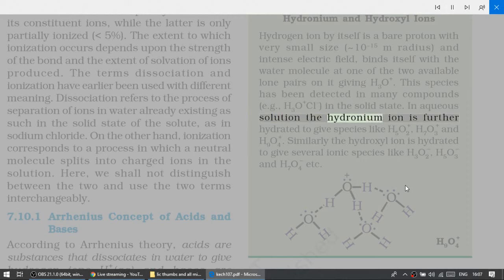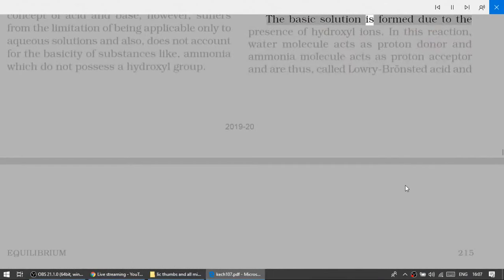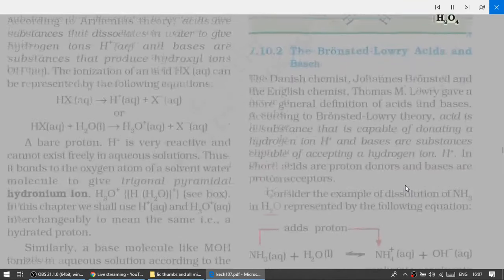In aqueous solution, the hydronium ion is further hydrated to give species like H5O2+, H7O3+, and H9O4+. Similarly, the hydroxyl ion is hydrated to give several ionic species like H3O2-, H5O3-, and H7O4-, etc. The basic solution is formed due to the presence of hydroxyl ions. In this reaction, water molecule acts as proton donor and ammonia molecule acts as proton acceptor and are thus called Lowry-Bronsted acid and base, respectively.